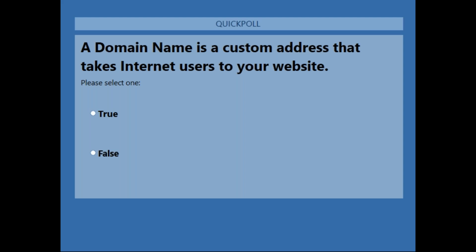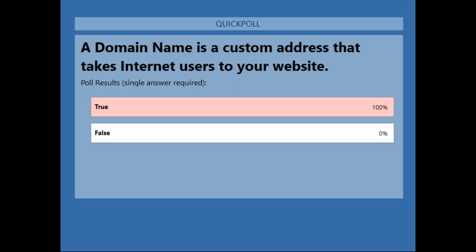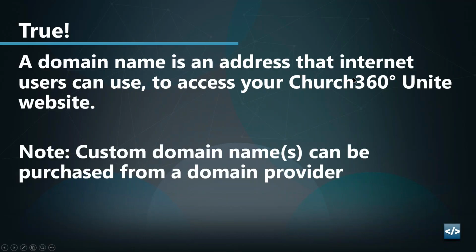Okay. I'll go ahead and close the poll and share the results. And we were unanimous. Everybody said true. Perfect. So I'll go ahead and hide the results and share the answer. And the answer is true. A domain name is an address that internet users can use to access your church's 360 Unite website. We would note custom domain names can be purchased from a domain provider. So that could be us, and there's other ones out there as well.